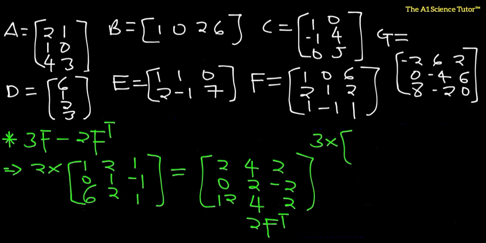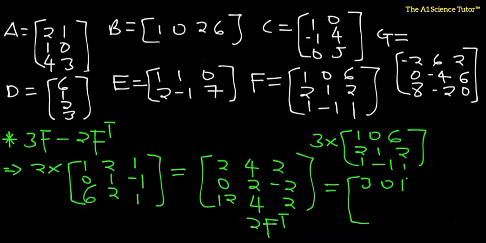3F is going to be 3 multiplied by the matrix F. So that should be 1, 0, 6, 2, 1, 2, and this is 1, negative 1, and 1. So this is 3, 0, 18. You have 6, this is going to be 3, and this is 6. Then you have 3 multiplied by 1, which gives us 3. And then we have 3 multiplied by negative 1, that is going to give us negative 3. And then the last one, we have 3 there. So this is actually 3F.